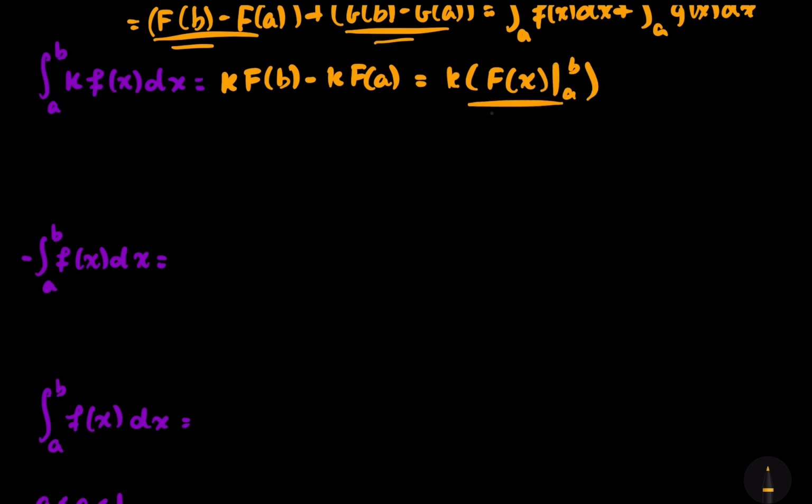And then we know that this right over here is just the definite integral. So this is k times the definite integral from a to b of f of x dx. And so you can actually factor out a constant whenever you are taking a definite integral. You can take the constant out and it doesn't really impact the integral at all. So that's another very interesting property.